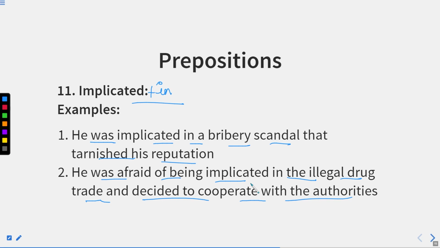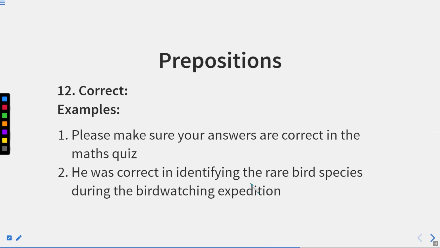Now, let us move to the next one. We have another word, that is correct. Now, how do we use such a phrase? Let us see in the sentence. Please make sure your answers are correct in the maths quiz. So, make sure for what? That your answers are correct in. So, we can use correct in like this.